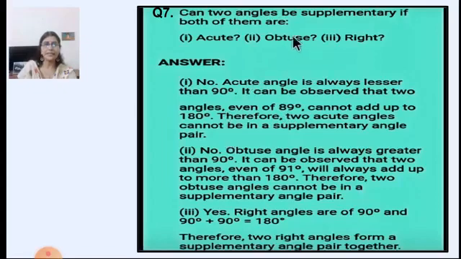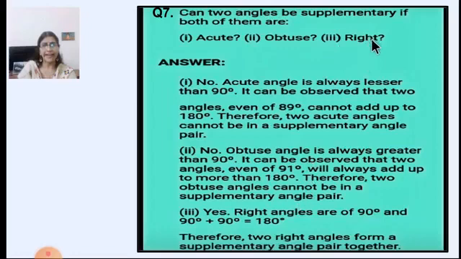So let us take the next one, obtuse. That is also no. Why? Because obtuse angle is always greater than 90 degree. So it can be observed that two angles even of 91 degree will always add up to more than 180 degree. Therefore, two obtuse angles cannot be in a supplementary angle pair.